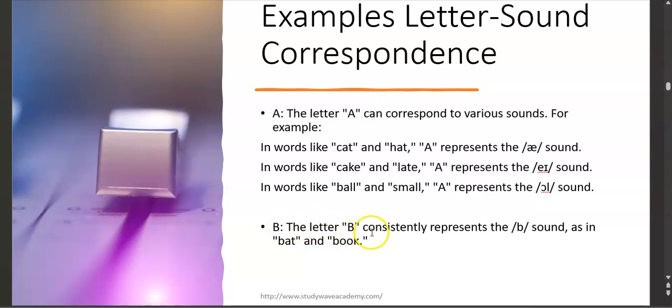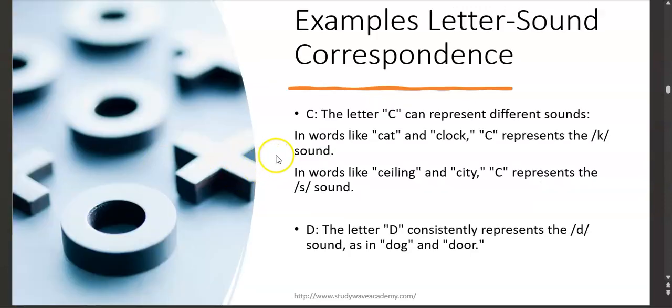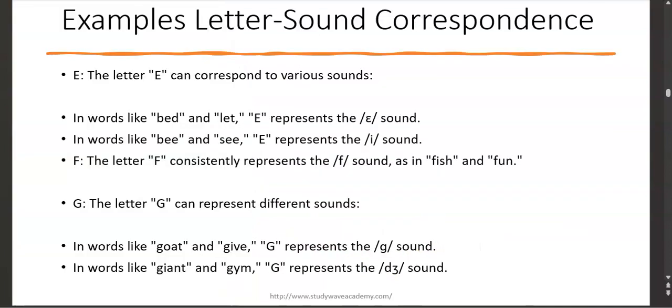Letter B, sound B. Another example we looked at is letter C, sound K. Letter C, sound C. Letter D, sound D. We looked at further more examples.